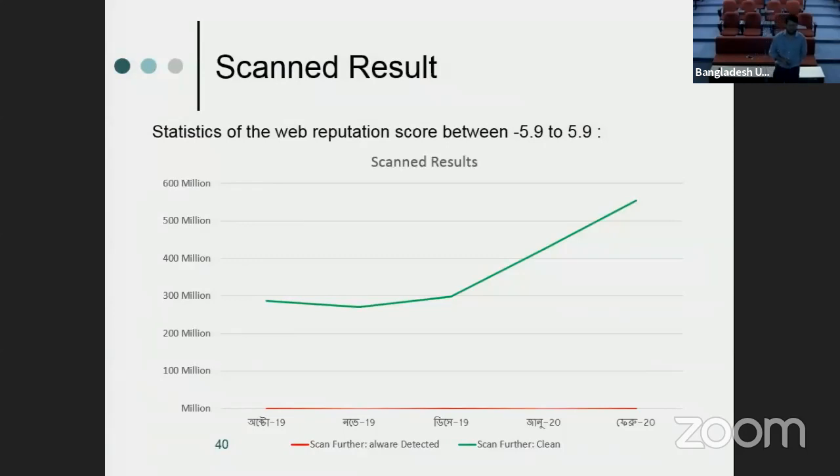So this is the statistics for scan further and scan. If you look at the red line, there is a scan further. Over the months, the blocked amount of data is almost very similar. Very little data is detected as blocked, and most of the data is passed as valid or clean data after scanning. We can also see the amount of data is increasing as the months go on, which suggests that more data is coming into the system. That means more data will be scanned and more will be passed as clean.